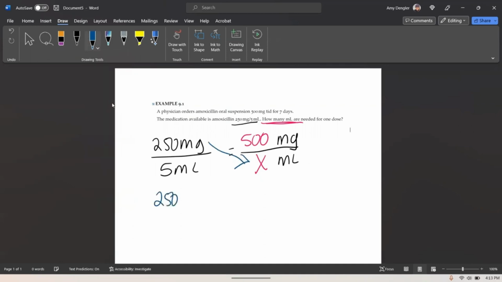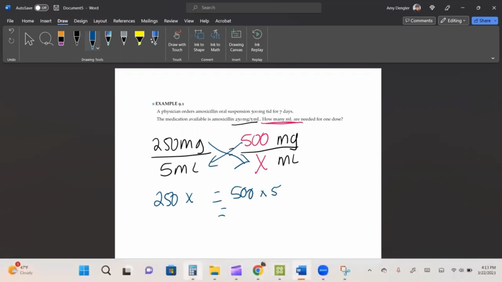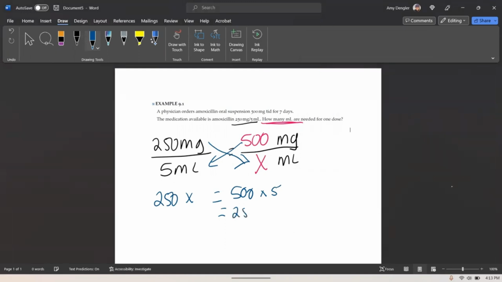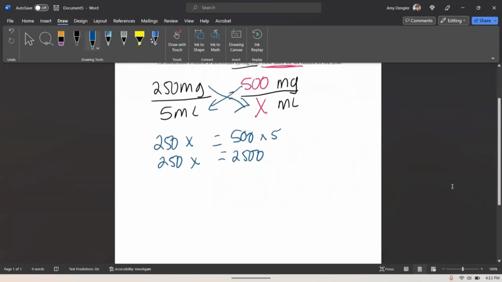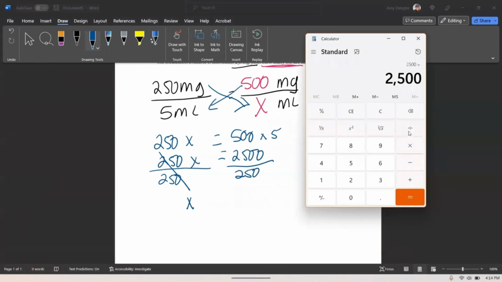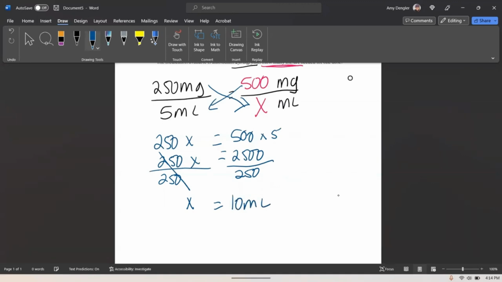So we have 250 times X, and then we have 500 times 5. So what we want to do first is find how much 500 times 5 is, which is 2,500. And then we want to carry this with us, and then we want to get rid of that 250 because we want to have X alone. So I'm going to divide that here. So now I just have X. Then I have to do it to this side as well. So 2,500 divided by 250 gives me that X is equal to 10 ml. So that's how much they need per dose.